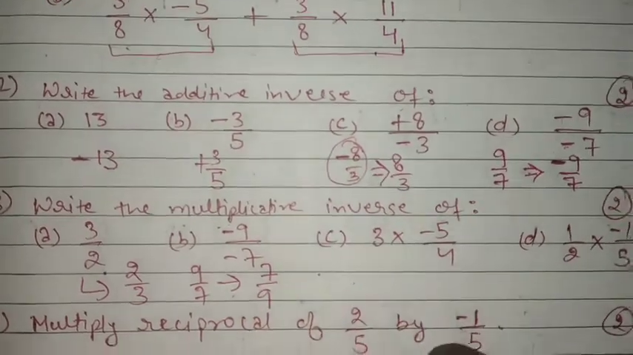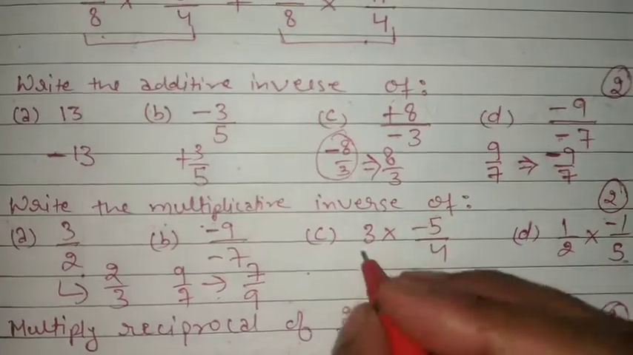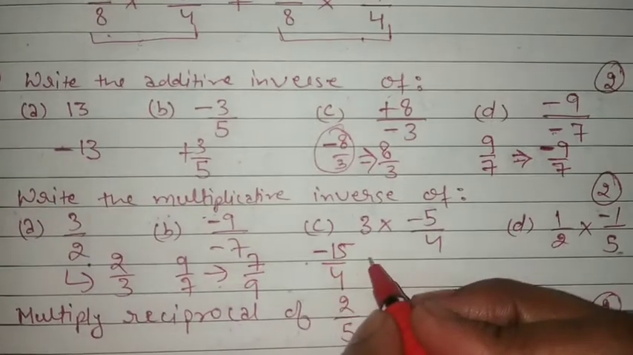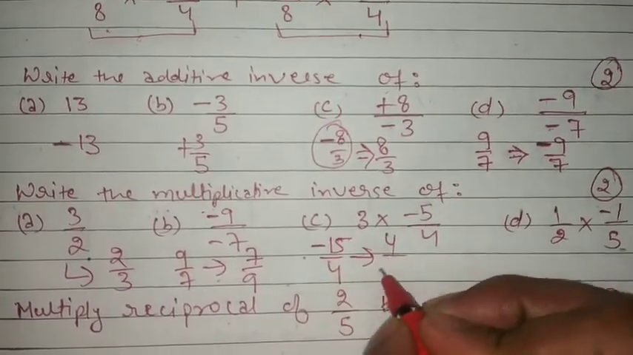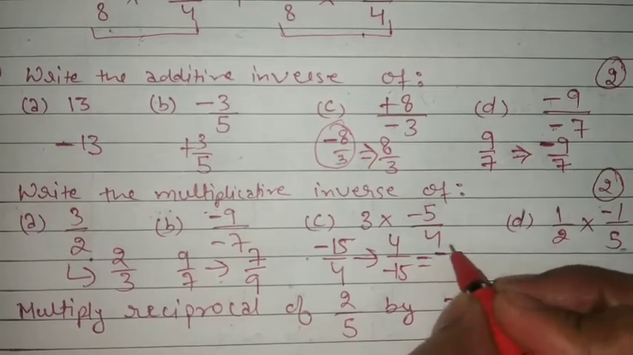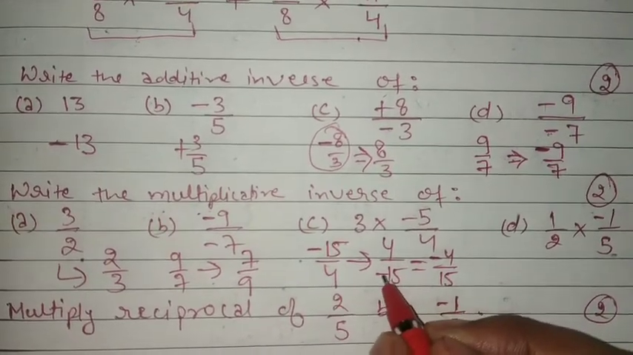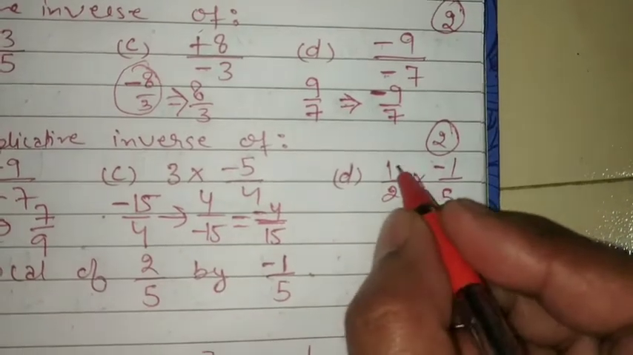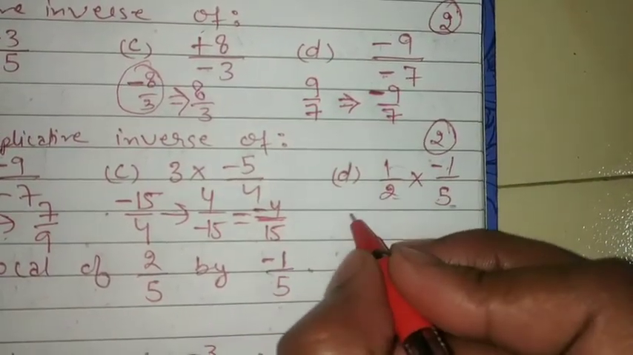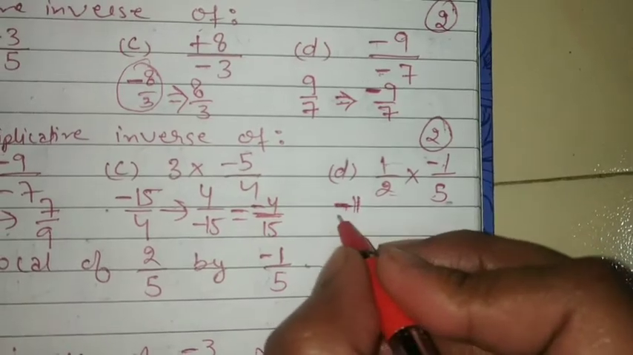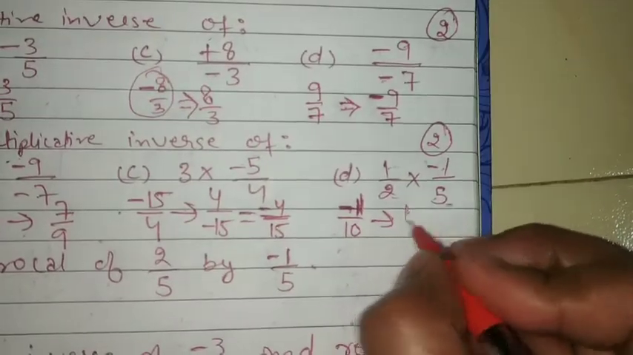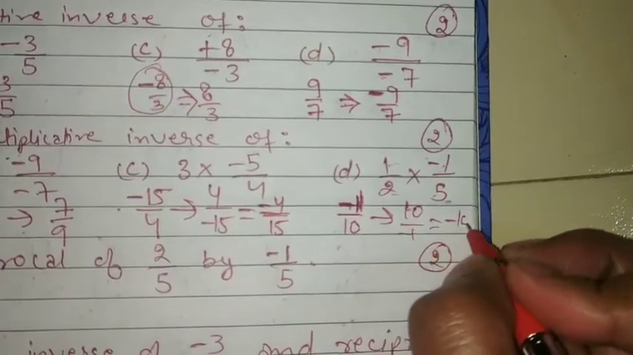Now first we solve this. This will be minus 15 by 4, and then the multiplicative inverse will be 4 by minus 15, which in standard form is minus 4 by 15, because in standard form we put the minus sign in the numerator, not in the denominator. Again, for the last one, first you solve it, it will be minus 1 by 10. On solving, this will be minus 1 by 10, and then the reciprocal of minus 1 by 10 will be 10 by minus 1, that is equal to minus 10.